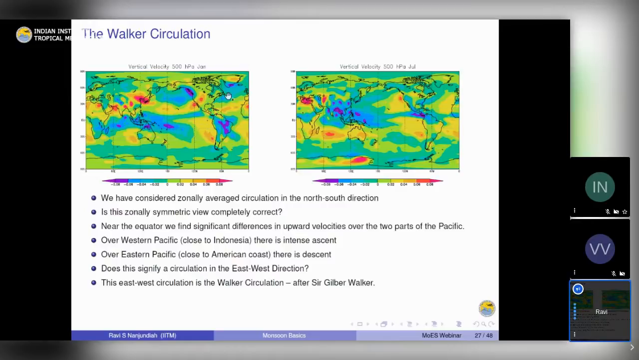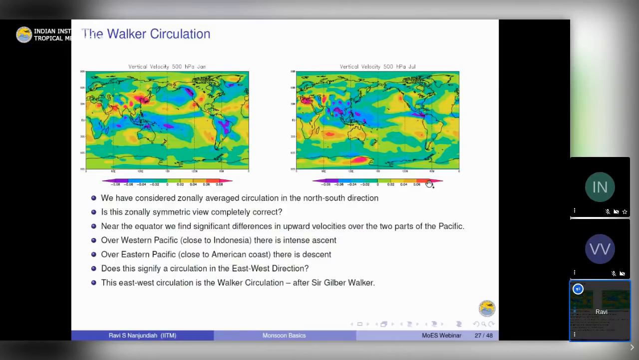This is a picture for January, and this is a picture for June. This is a kind of climatological picture. Generally, there is ascending motion on the western side, and descending motion on the eastern side. So you have a circulation where air rises here, moves eastward, descends, and then comes back. This is a pattern that happens. This kind of cell or circulation is called the Walker circulation.